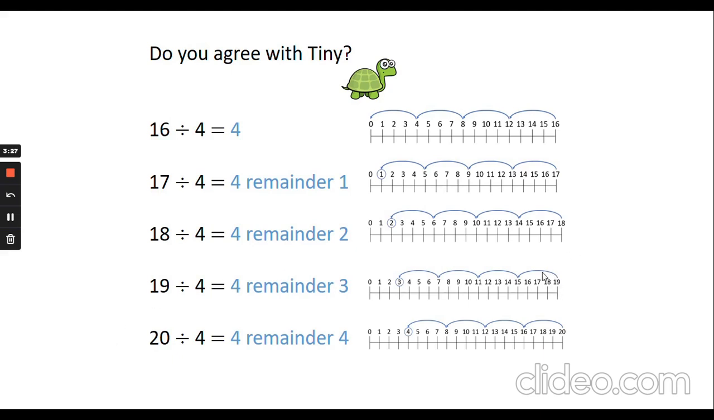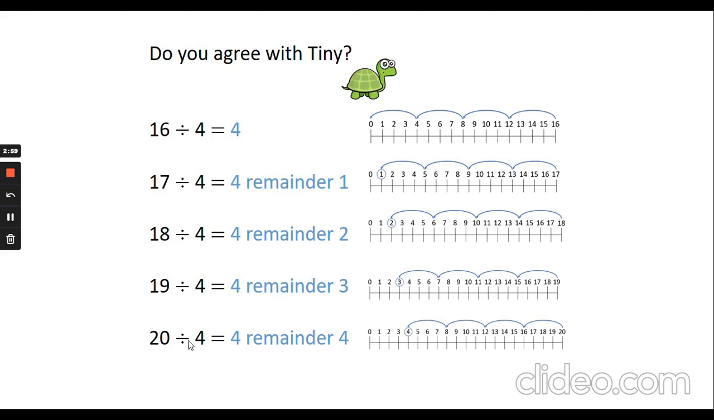Looking at 19 divided by 4 then. He's jumped in his groups of 4, each time going back, and then he's not able to make any more jumps. There's only 1, 2, 3 remaining, so he can't make a group of 4. He's made 4 full groups, and then he's got 3 left over that don't fit in those groups. So he's written 4, remainder 3, which is also correct.